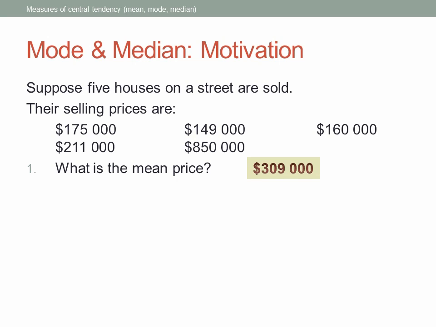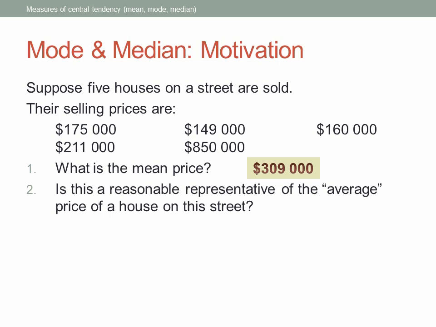So let me ask you now, is this a good representation of a typical house price on this street? Is this a good average value for the price of a house on this street? No, clearly it isn't. It's not typical at all. Sometimes, for some data sets, the mean just doesn't help us to describe a typical data value. So let's look at the mode and the median.